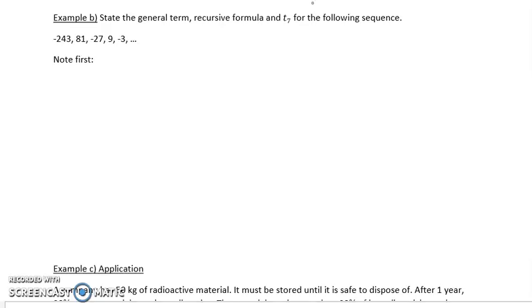These next examples will go a little bit quicker. State the general term, recursive formula, and T7 for the following sequence: negative 243, 81, negative 27, positive 9, negative 3. The first thing I want to note is you may see right away what the multiplication factor is. But I want you to first see that if we can't figure out what it is, we can always determine it by dividing one term by the previous term.